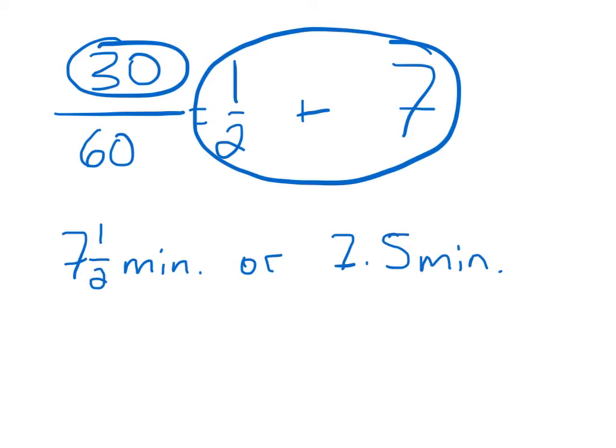So again, what you see here is that we've got a label. We just want one type of label. We didn't want 7 minutes and 30 seconds. We just want minutes. So we convert that.